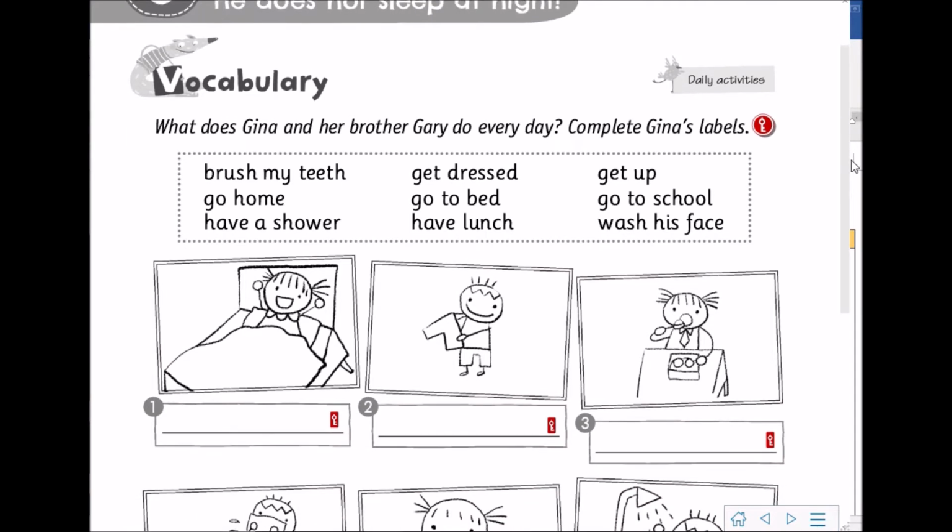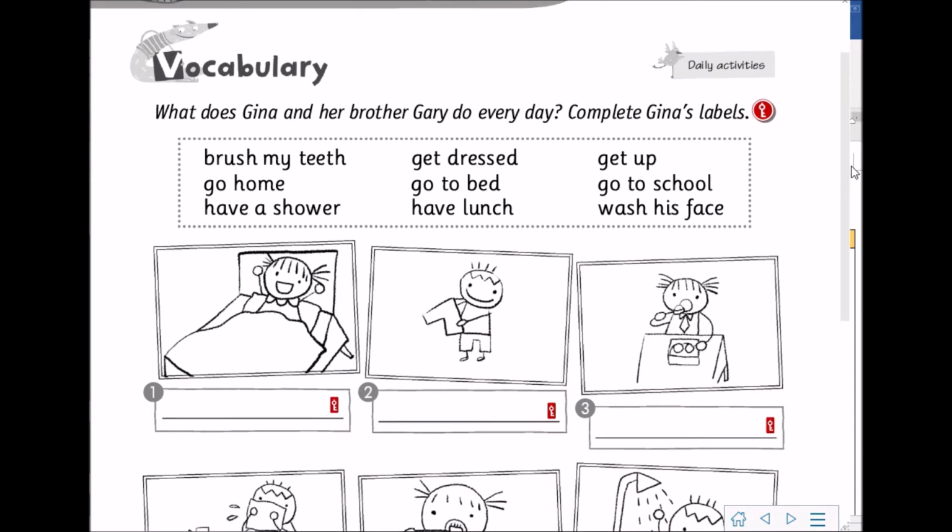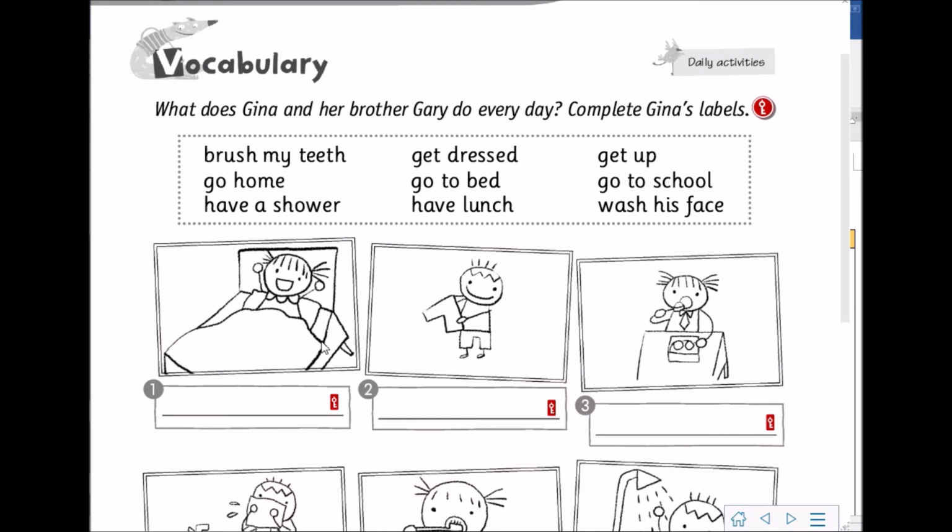Now you have to complete Gina's labels. So you can see a lot of pictures, and below it there is a label. So what does she do, or what does he do? Gina and her brother Gary, what do they do every day? So we have the words brush my teeth, get dressed, get up, go home, go to bed, go to school, have a shower, have lunch, wash his face.